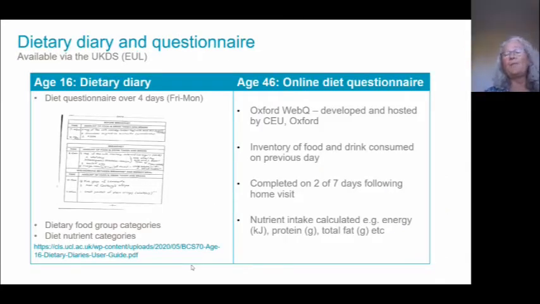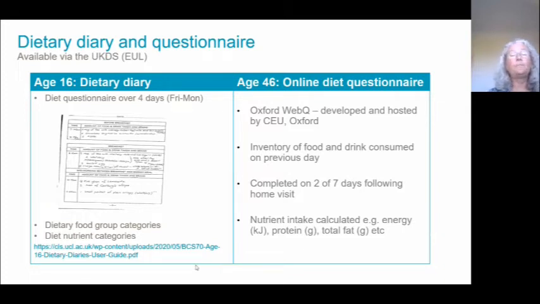Also at age 46, the cohort members completed the Oxford WebQ, an online diet questionnaire, which included an inventory of food and drink consumed on the previous day, and then completed it 2 days in 7 following a home visit. And this gives you nutrient intake, which was calculated, for example, energy, protein, total fat, etc. It allows for detailed exploration of the role of diet in determining an individual's health in midlife. Also, when the cohort members were age 16, they completed a dietary diary, and you can look at dietary food groups and nutrients in adolescence and how this may have impacted on later life.